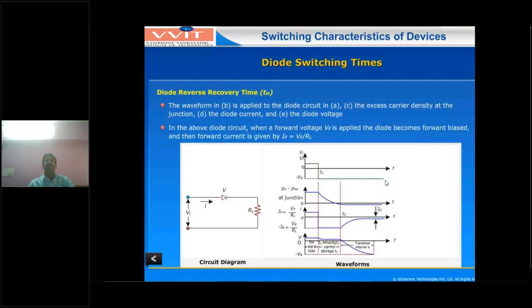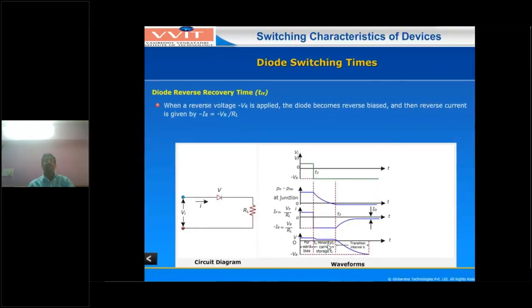And next, according to this, what is the diode reverse recovery? A reverse voltage minus VR is applied at T equal to capital T1 or small t1, the diode becomes reverse biased, and then the reverse current minus IR equal to minus VR by RL. You have to see this minus VR by RL current.